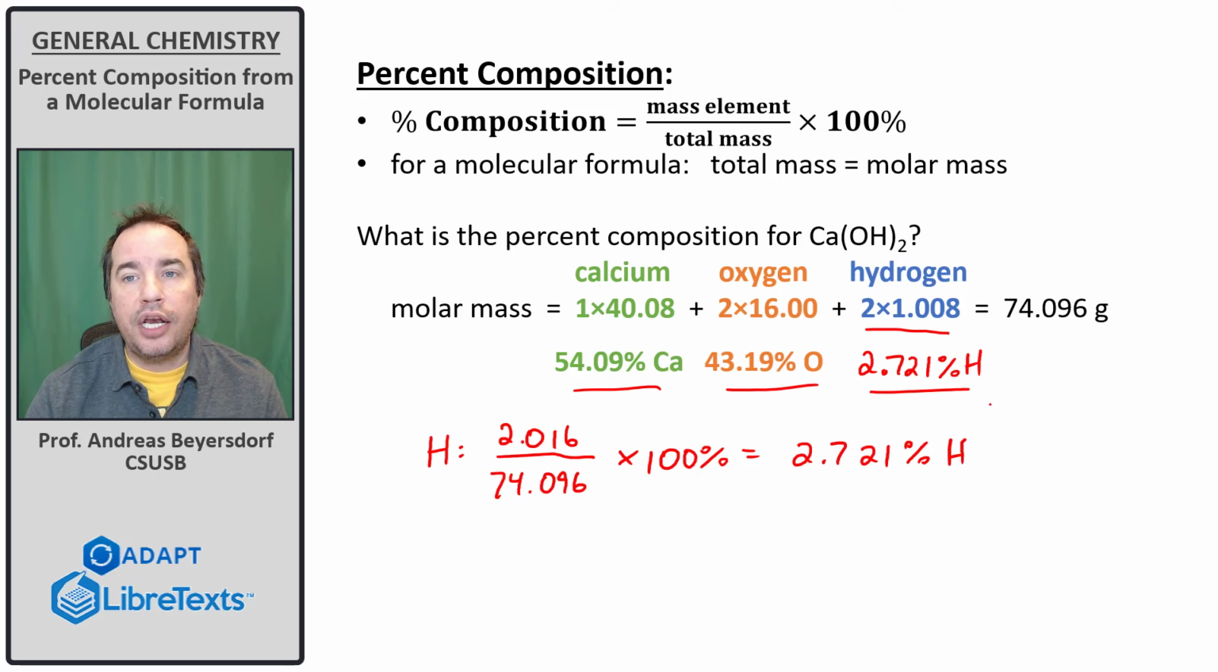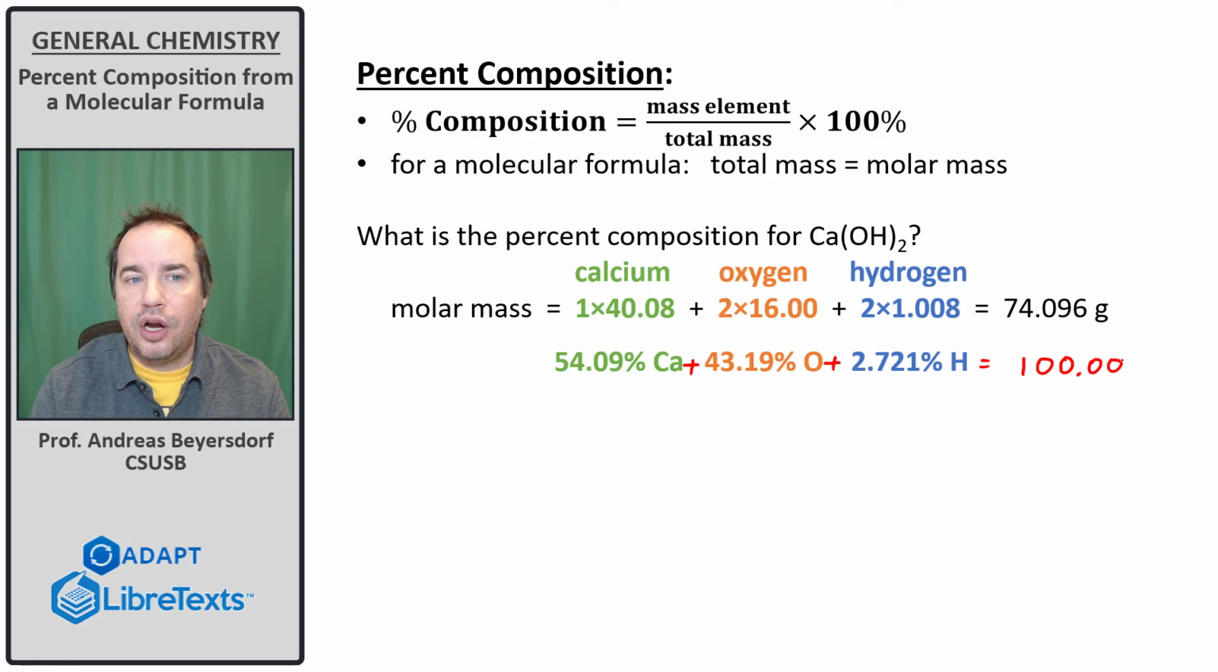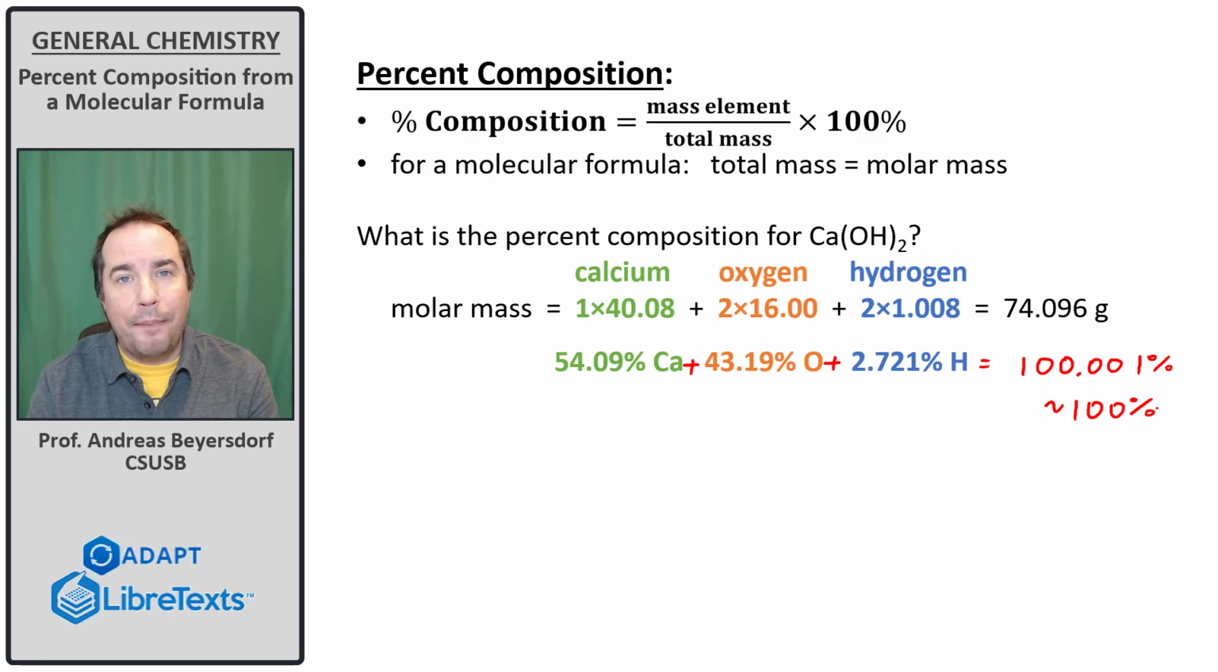Now the key thing is that if we take these 3 percent compositions and we add them up, we're going to get the total percentage. And if we do that, if we take these 3 numbers and add them up, we're going to get 100.001% or 100%. And that makes sense because the compound only has calcium, oxygen, and hydrogen. So if we take the percents of each and we sum them up, we should equal 100%.